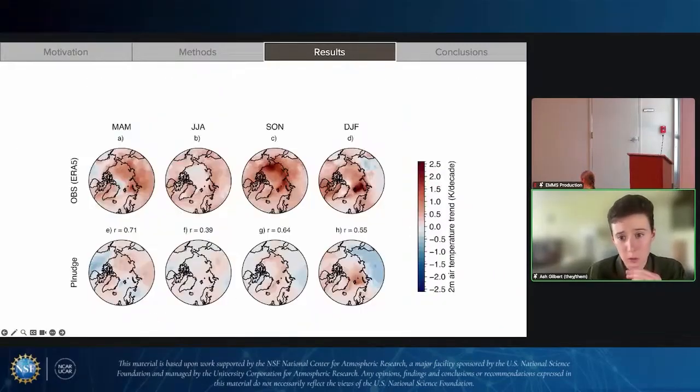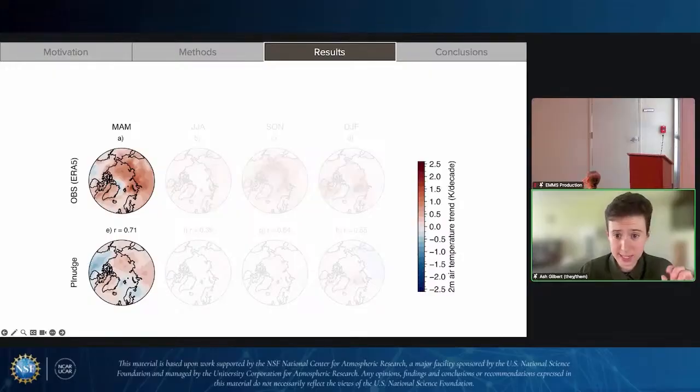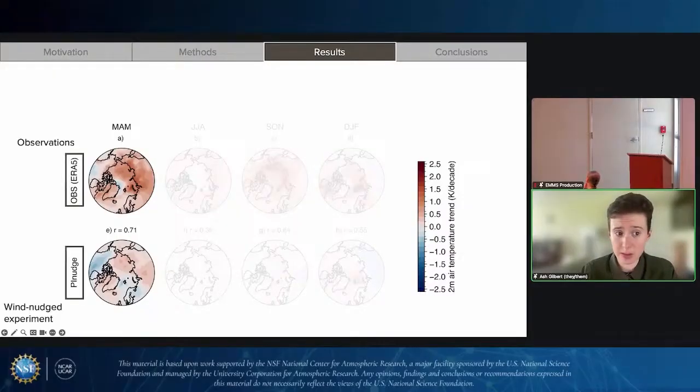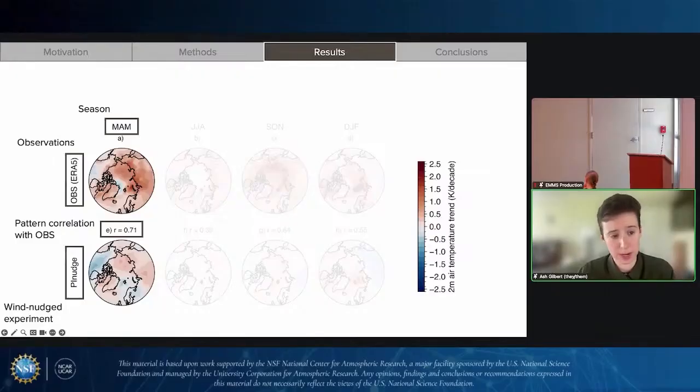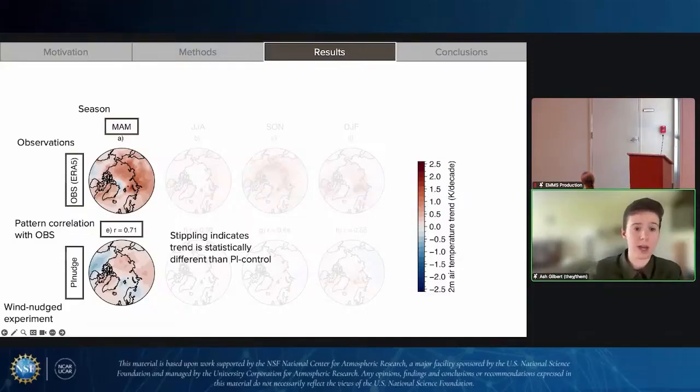We also looked at local temperature and sea ice trends for each season. For running this plot, I'm going to outline the format here. Each column is a season. The row on the top is going to be the observations, ERA5. The bottom row is going to be PI nudge. That is going to be the pattern correlation between PI nudge and the observations, ERA5. And any stippling would indicate that the trend is outside what we'd expect for a pre-industrial control.